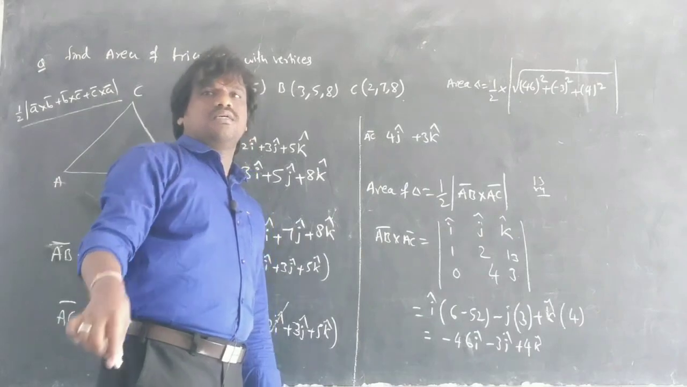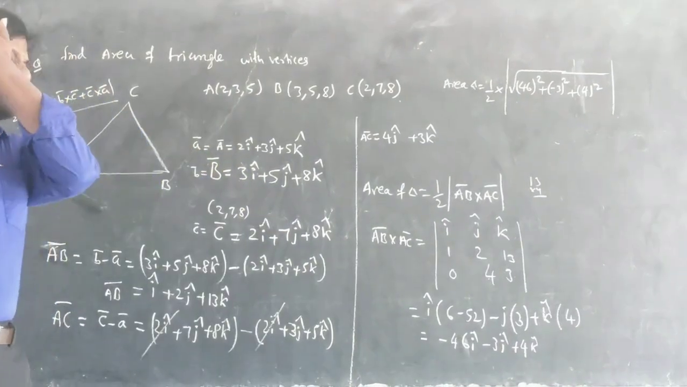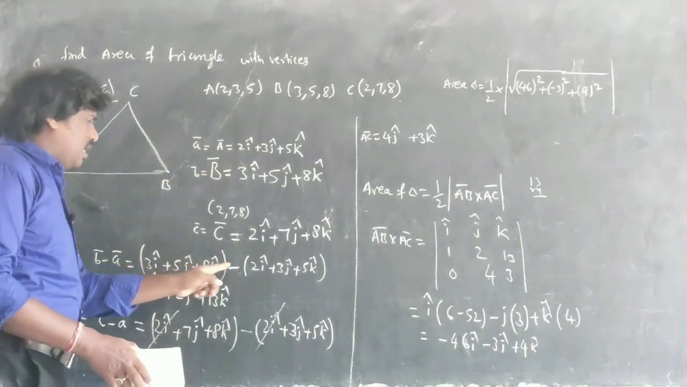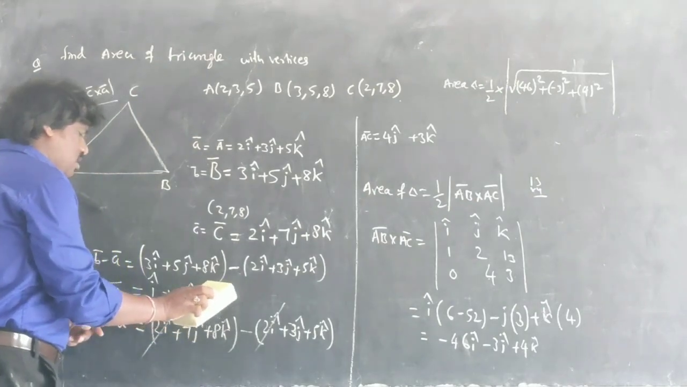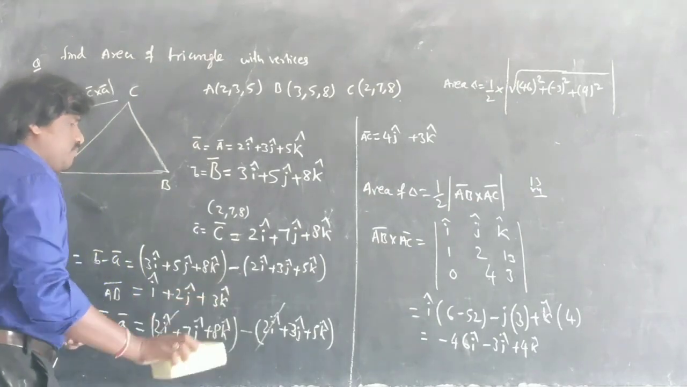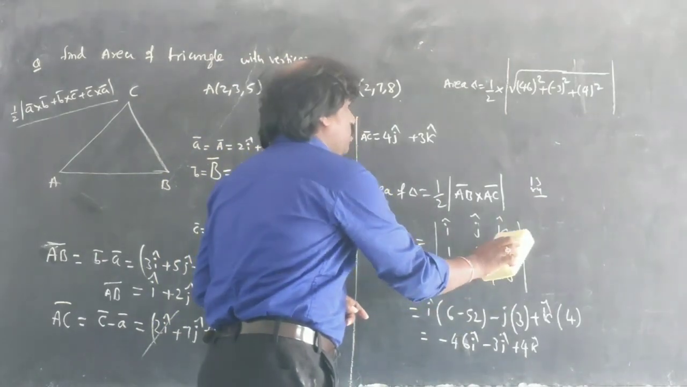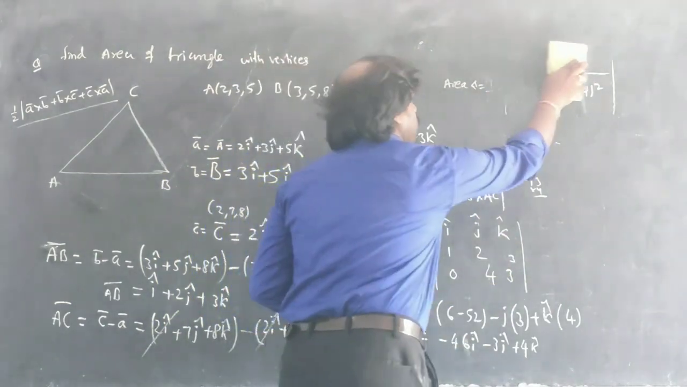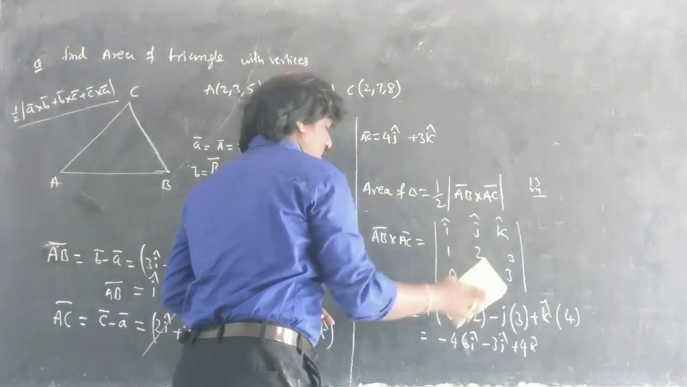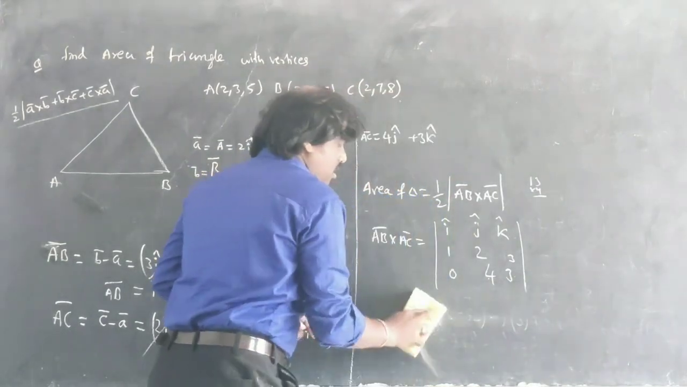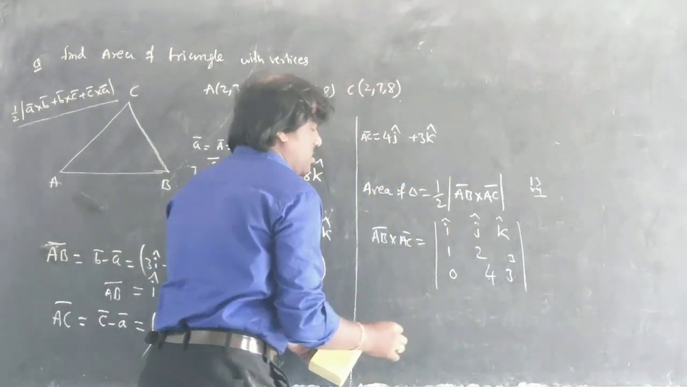Hope you understand. See here what happened. 8 minus 5 is 3, not 13. So this is 3 here, and therefore here you will get 3. If you get 3 here, then this whole thing will be changed. Sorry, I didn't see it properly. Now let us see the calculation part here.